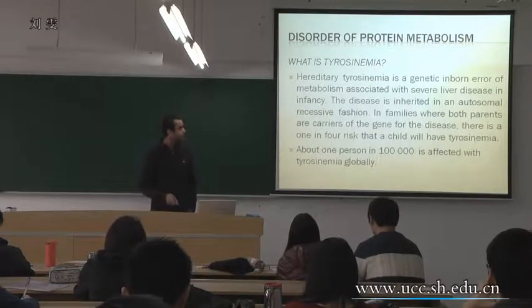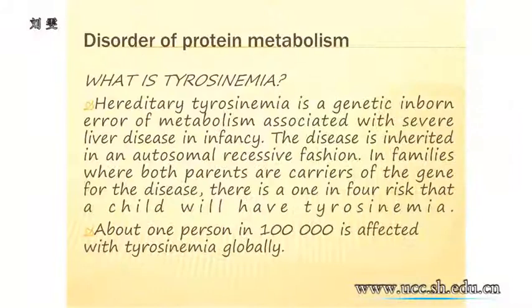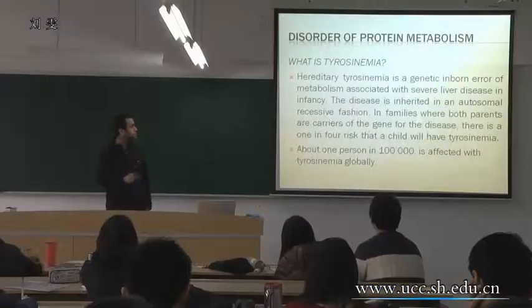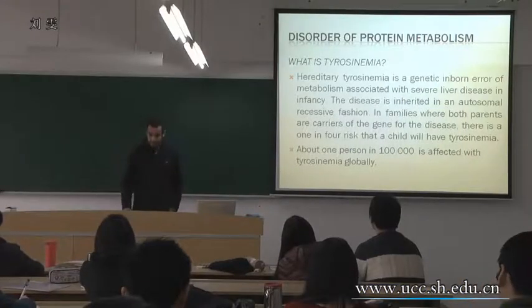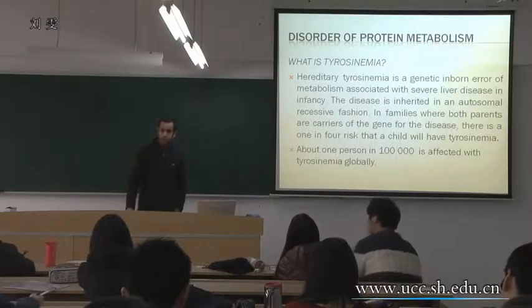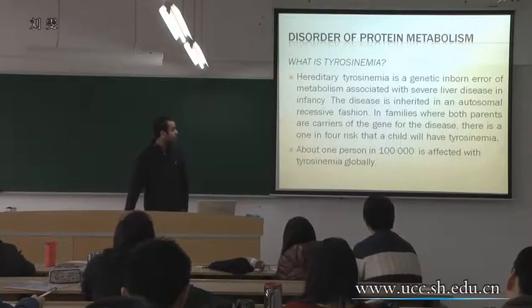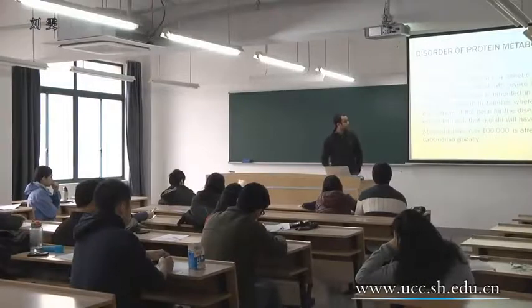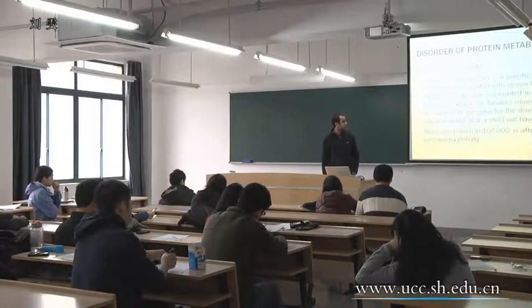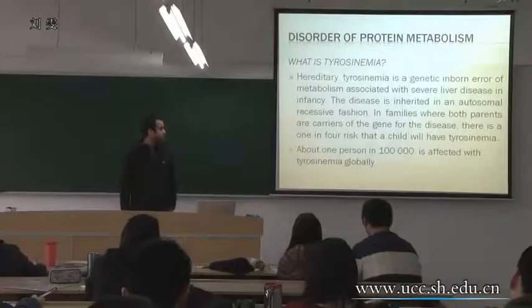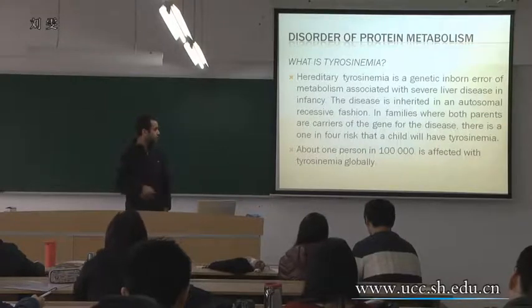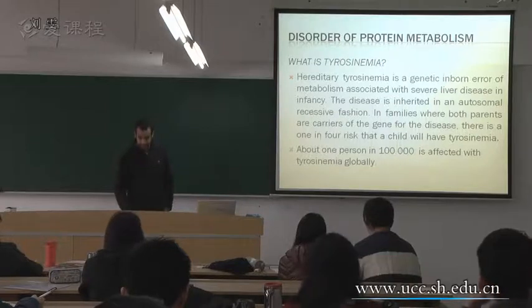So this is one of the many types of inborn errors of metabolism, and this falls under the disorders of protein metabolism, Tyrosinemia. It's a genetic inborn error associated with severe liver disease. It's inherited in an autosomal recessive fashion. Both parents are carriers of the gene, and there's a 1 in 4 risk, as I've told you. 1 person in 100,000 is normally affected with tyrosinemia globally.